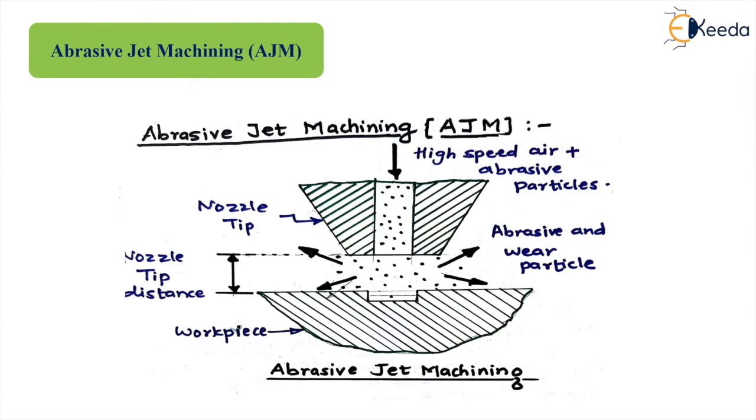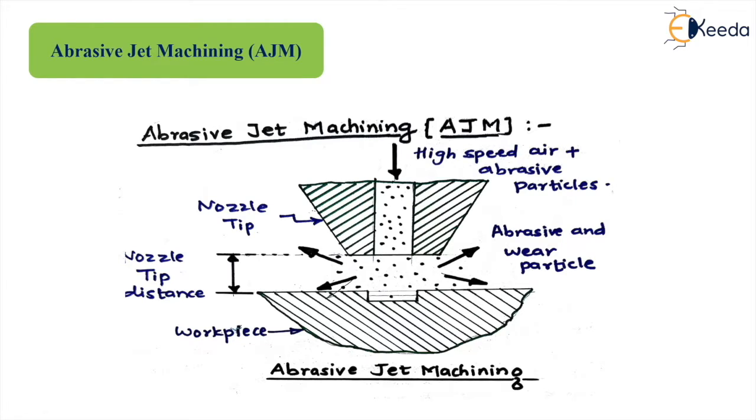So in AJM the material removal takes place because of impingement of the fine abrasive particles onto the work surface, and the particles are moving with the speed of the air or gas stream, or jet. The typical size of these abrasive grains is around 25 microns, and the air discharges at a pressure of several atmospheres.